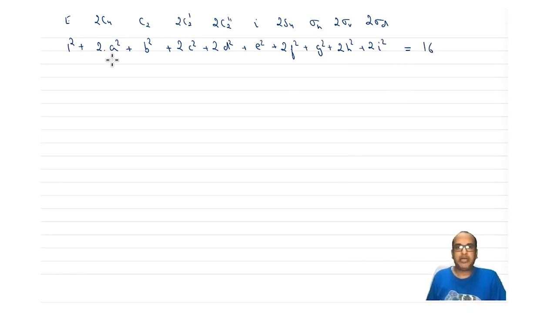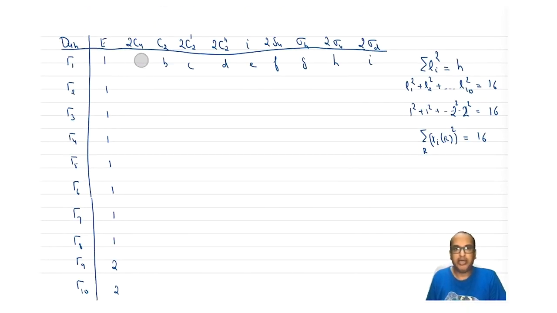Okay. So now if I put all of them as 1, do I get the value 16? Let us see. So this gives me 1 plus 2 plus 1 plus 2 plus 2 plus 1 plus 2 plus 1 plus 2 plus 2. So I get 1, 2, 3, 4, 5, 6, 7, 8, 9, 10, 11, 12, 13, 14, 15, 16. So I do get 16. That means one of the solutions is that all of them can be 1. So I will erase this and substitute it with 1. All 1s is one of the solutions.